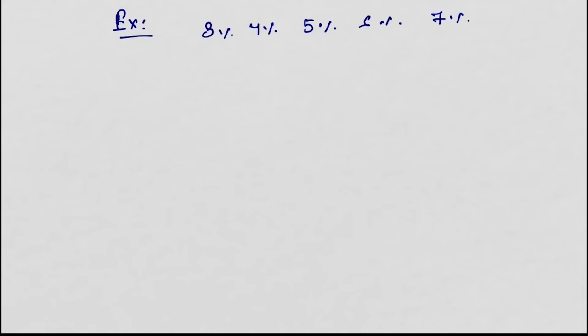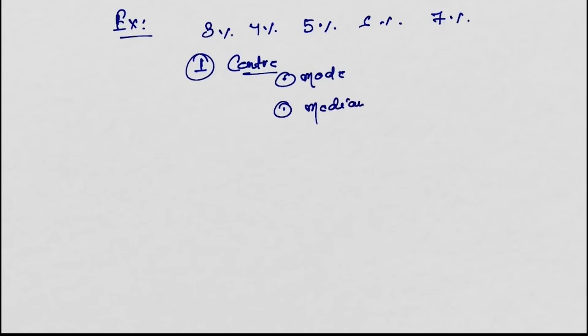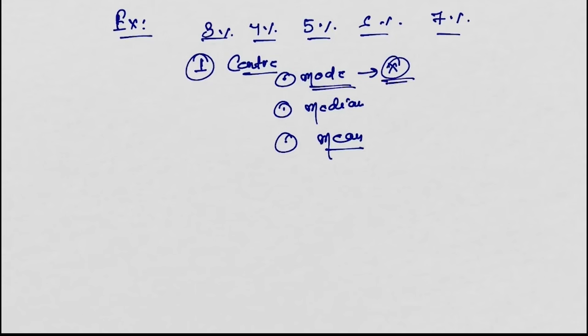Okay, so step one is to find the center of the data. Now there are three methods. One is mode, another is median, and the last is mean, right? Now we cannot use mode because it is a multimodal data set. Every entity of the data is occurring once. So we have a multimodal data set. We cannot use it as a center of the data. Mode cannot be used as a center of the data. Let's look into median.